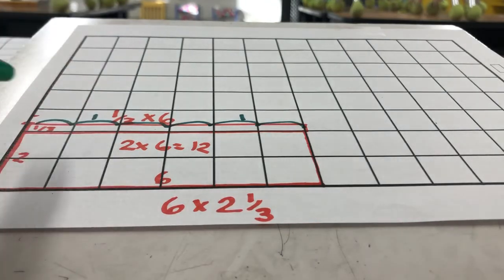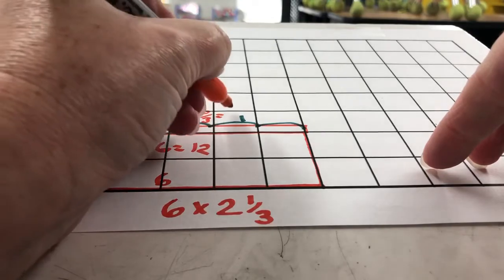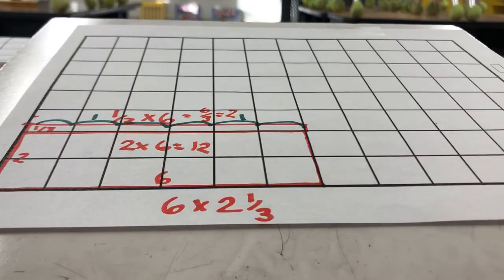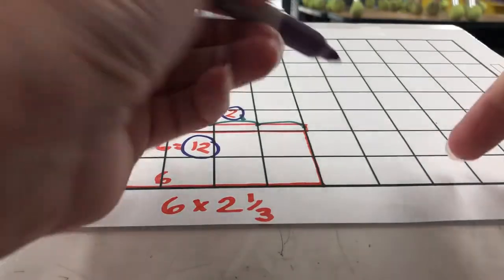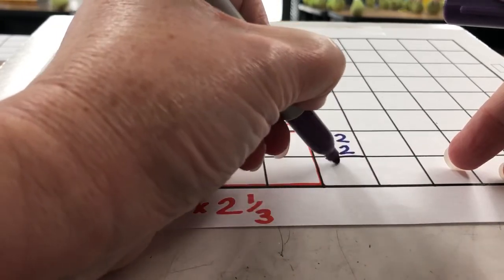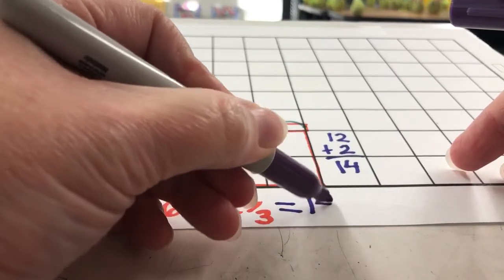So I know that 1/3 times 6 equals 2 wholes, but I could also do the multiplication problem 1/3 times 6, that equals 6/3, which equals 6 divided by 3 is 2. So my 2 partial products are, let's use purple for this, 12 and 2. So I'm going to add 12 and 2 together to get my final product of 14. So 6 times 2 1/3 is 14.